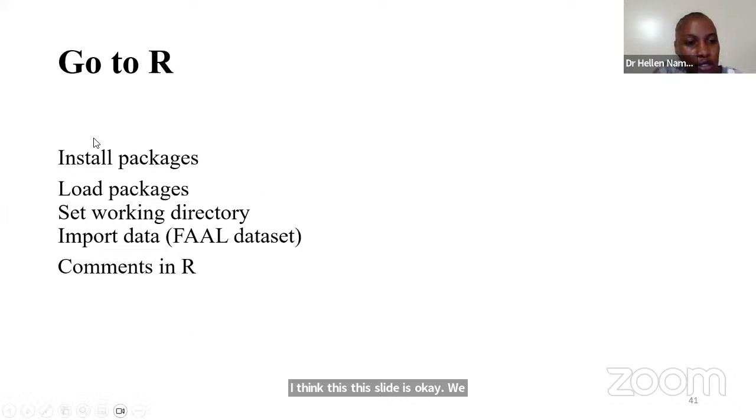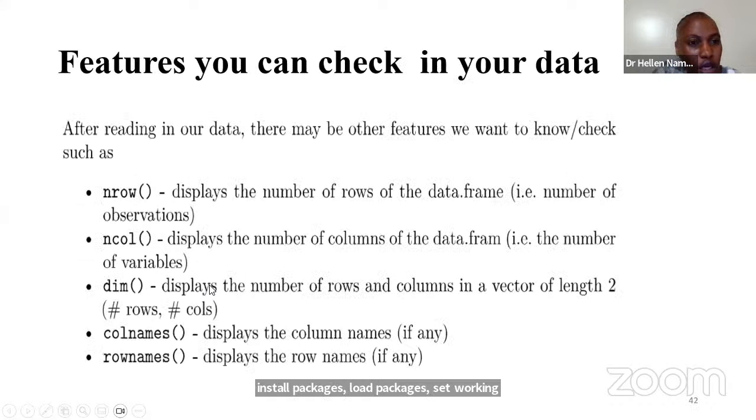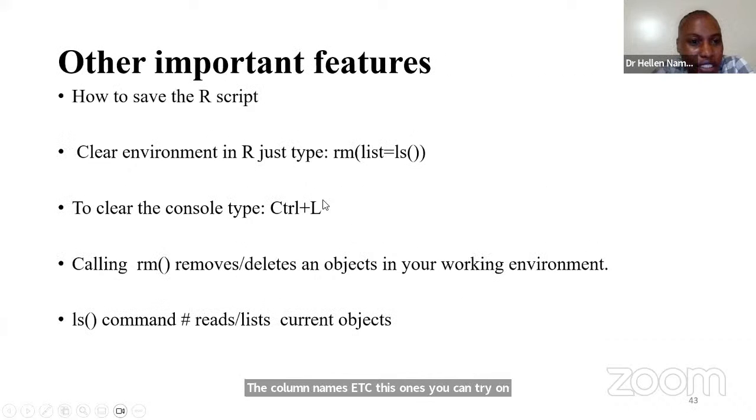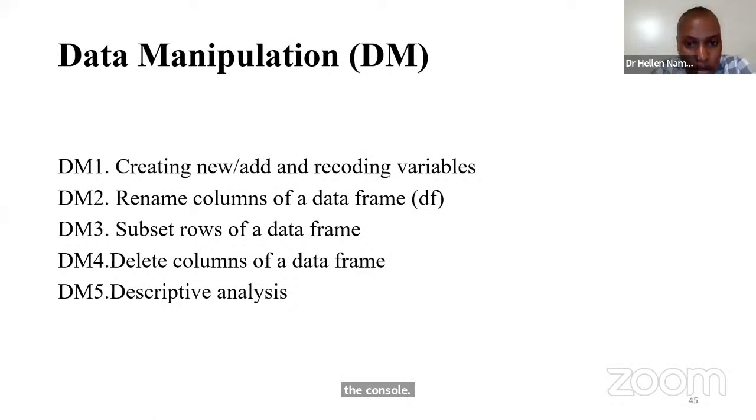We now know how to install packages, load packages, set working directory, importing data. We can now do the commands. There are also some other things that you can check within your data set. For example, if you want to know the number of rows, the number of columns, the column names, etc. These ones you can try on your own. And I think we know right now how to save the R scripts. Okay, we know how to clean the console, etc. All these commands that you can try out.